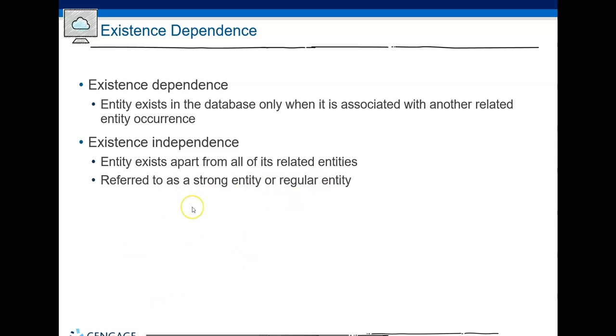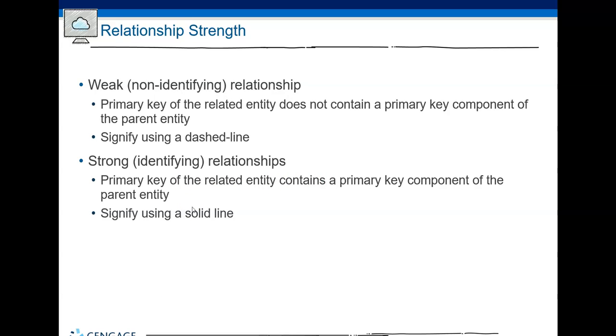All right. So a weak relationship. Make sure you know this for the test. A primary key of the related entity does not contain a primary key component of the parent entity, and is signified by a dashed line. So in a case here, I had to stop because this gets flipped in my brain all the time. So make sure it doesn't happen to you. Go over it like a billion times, because I thought in my next video I said it wrong, but I didn't. So it's a weak relationship.